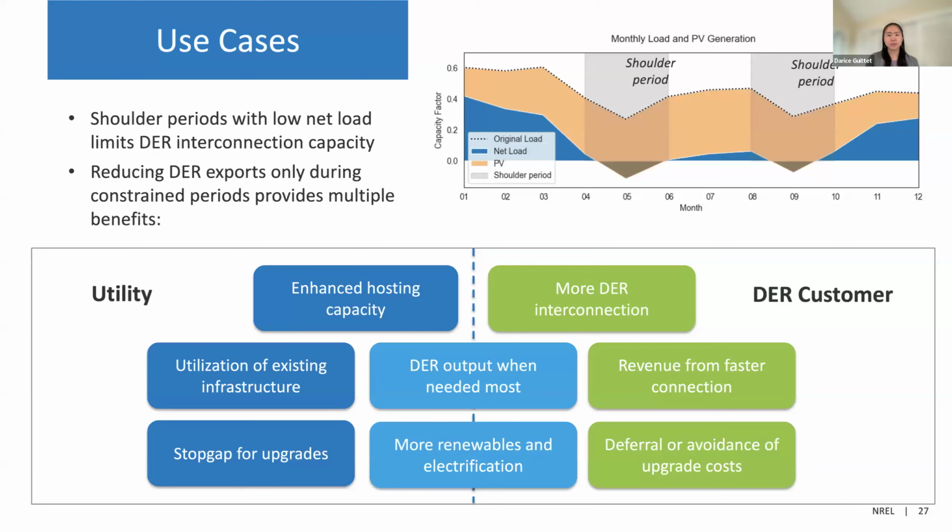With fixed interconnection, these short periods of net load will limit the interconnection capacity. But with flexible interconnection, reducing DER exports only during constrained periods, it provides multiple benefits for both the utility and the DER customer. You can have increased utilization of existing infrastructure, revenue for the DER customer, and revenue from faster connection. And for both of them, it enables more renewables and electrification.